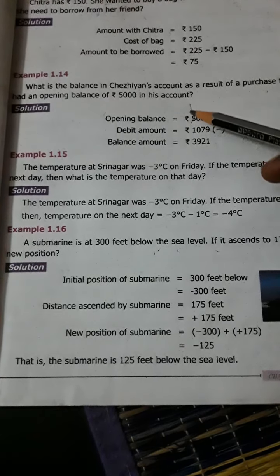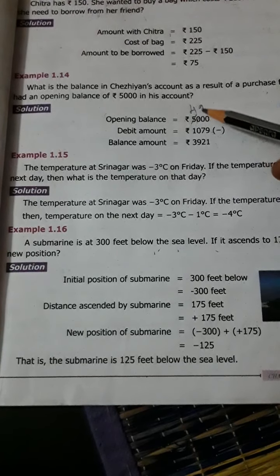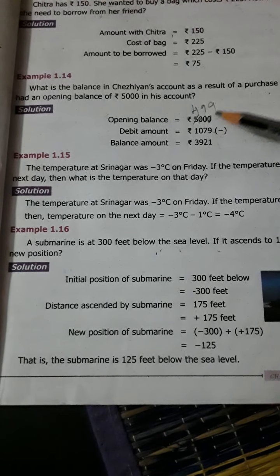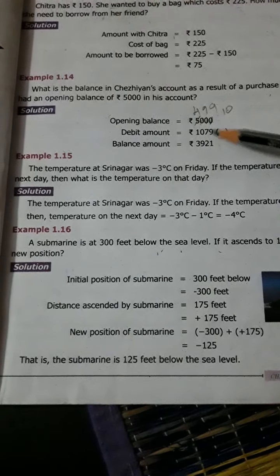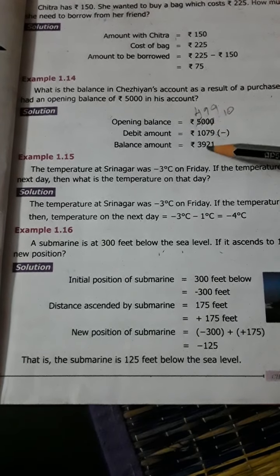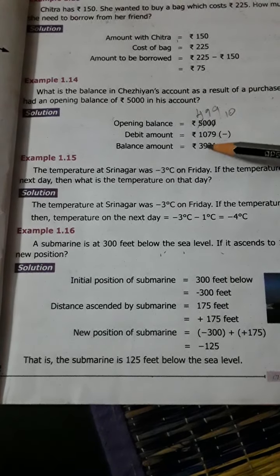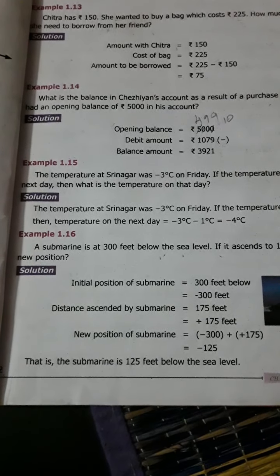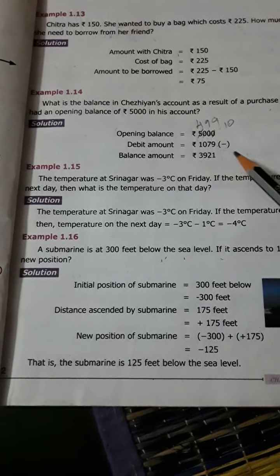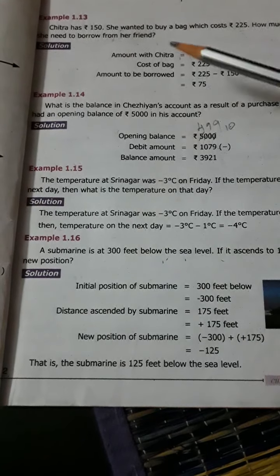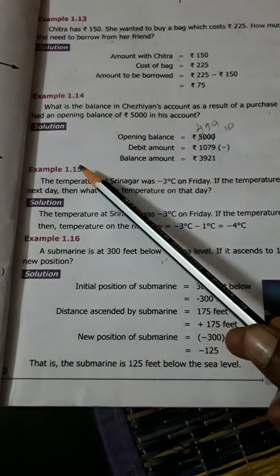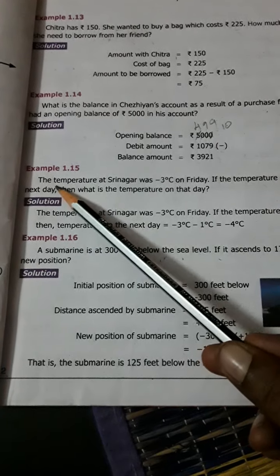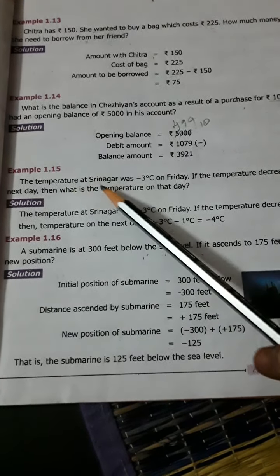We know the subtraction. If you want to borrow, 4, 9, 9, 10. So 10 minus 9, 1. 9 minus 7, 2. 9 minus 0, 9. 4 minus 1, 3. So this is 3921.